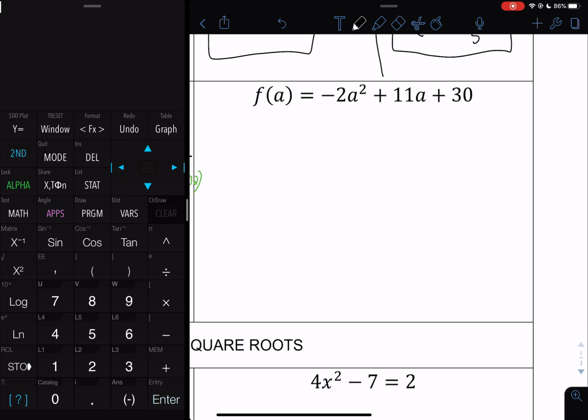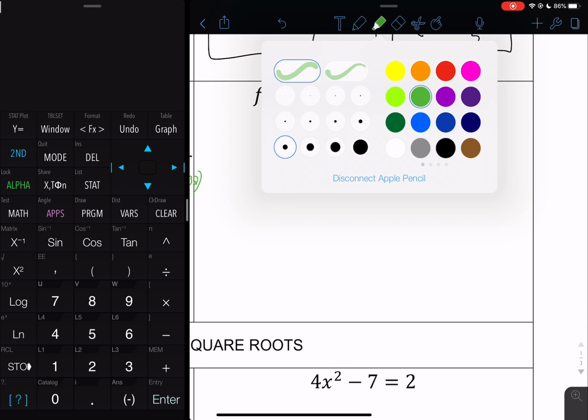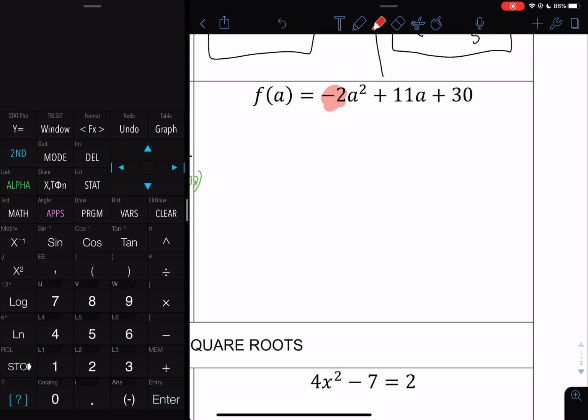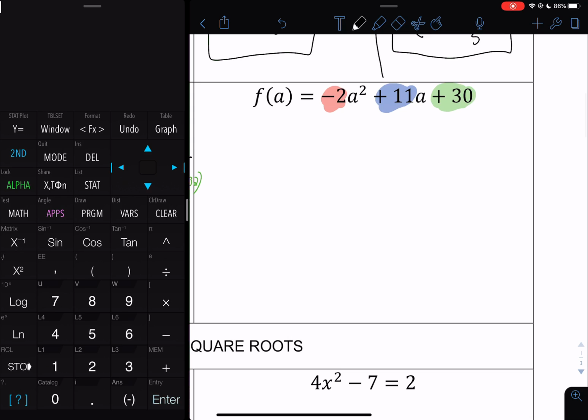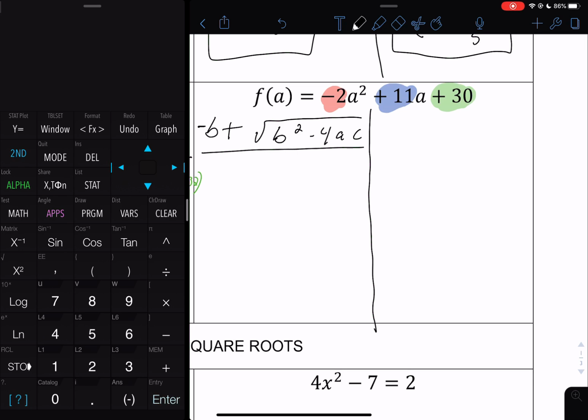Next, for this one, you can see your a, your b, and your c because it's in standard form. Your a is negative 2, your b positive 11, and your c is positive 30. So again, you will use your quadratic formula twice, the positive version and the negative. You start with your minus b plus the square root of b squared minus 4ac, everything over 2a, and then your negative version, which is minus b minus square root of b squared minus 4ac, everything over 2a.